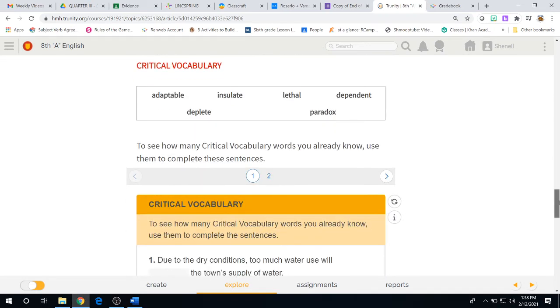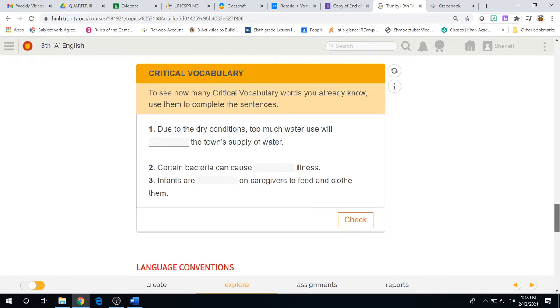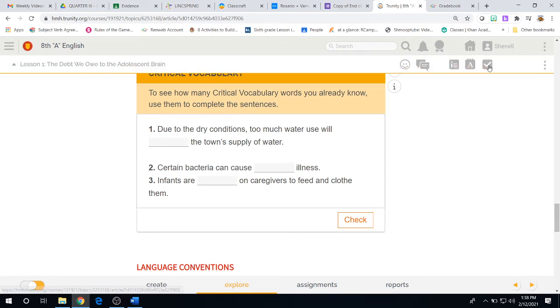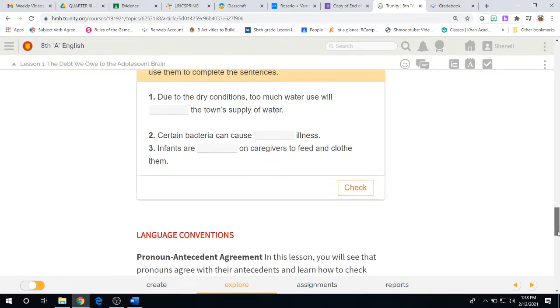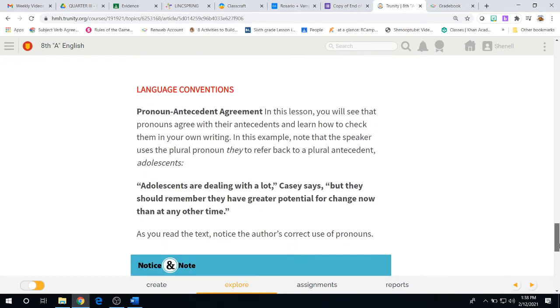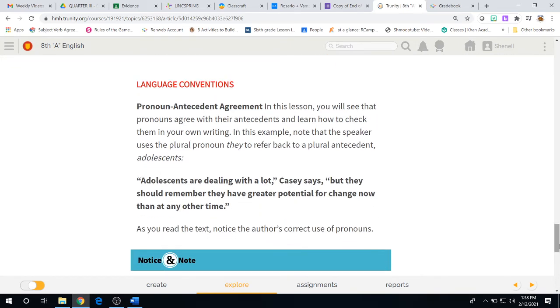Now we have our critical vocabulary: adaptable, insulate, lethal, dependent, deplete, and paradox. Type in your answer and then hit the checkbox. Once you guys are done, remember to hit the checkbox here to send it in. Our language conventions will focus on pronoun antecedent agreement. You will see that pronouns agree with their antecedents and learn how to check them in your own writing.